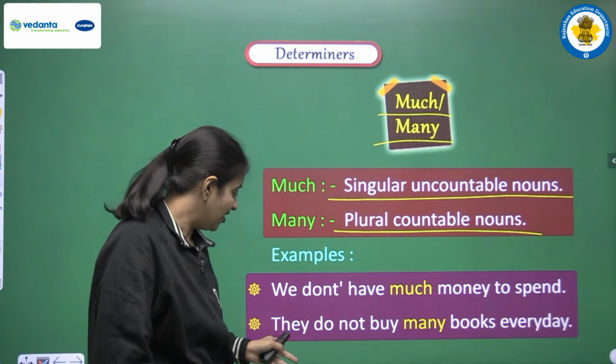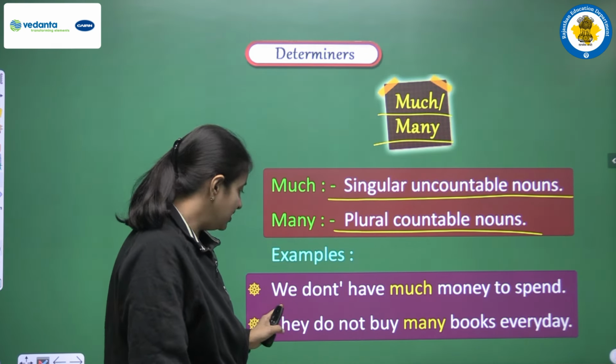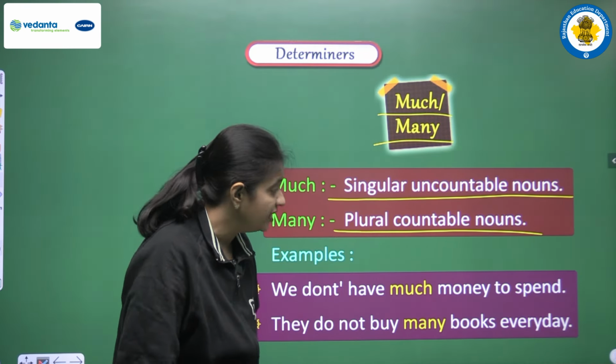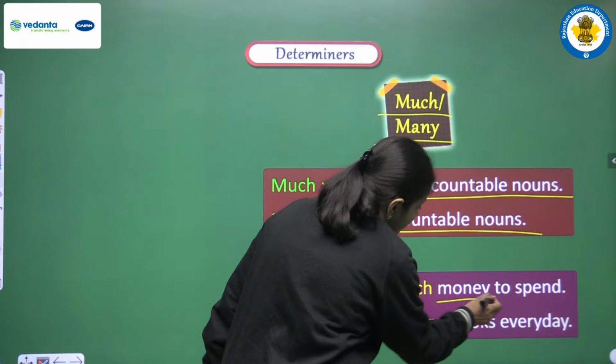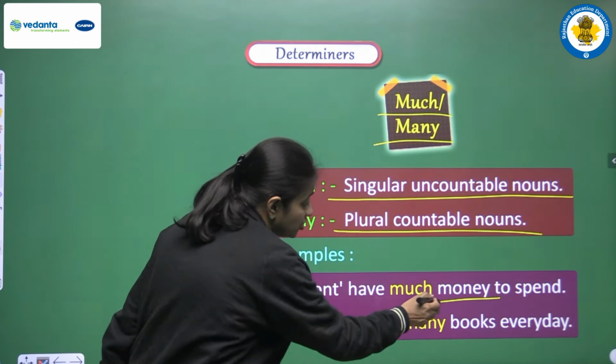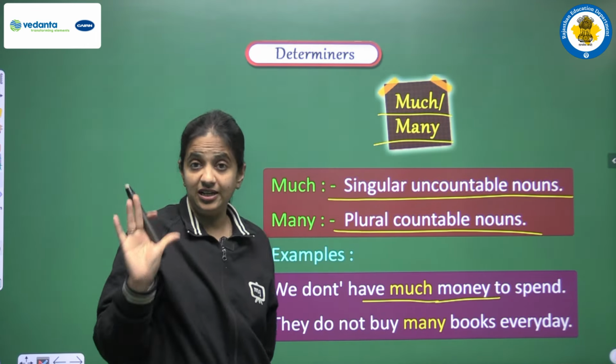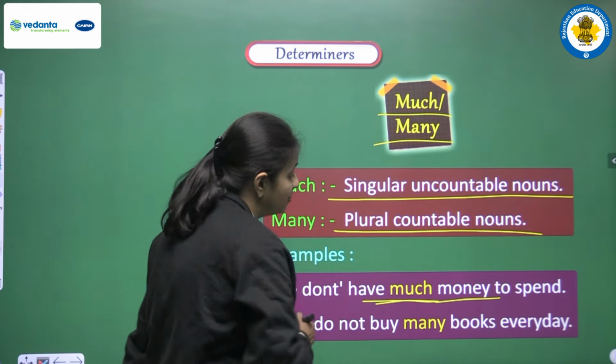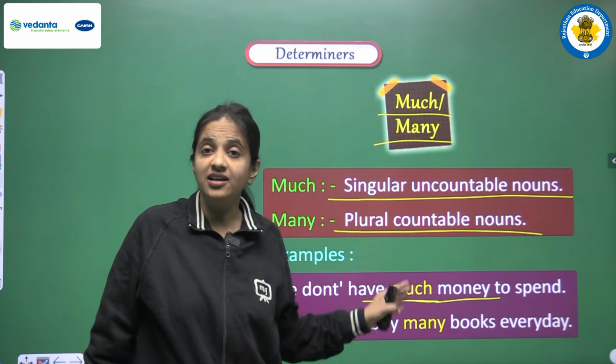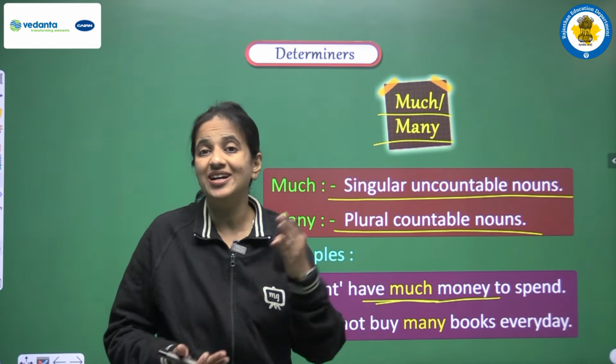Let's see how we are having the example. The first example is we don't have much money to spend. So here we are having a noun that is money. So before money we have to use determiner. So here our answer will be much, because money is uncountable. Yes, you have to learn this thing.